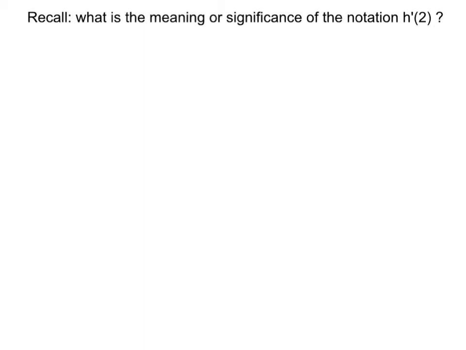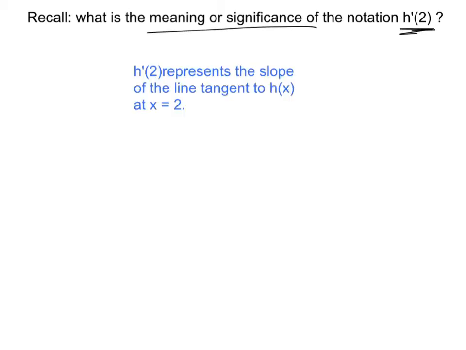But before we can get to that, we do need to recall from some of our earlier lessons, what does h prime of 2 actually mean? What's the significance of h prime of 2? Now pause the video and think about that for a minute. Make sure that you still have that idea in mind. So remember that h prime of 2 represents the slope of the line tangent to h of x at x equals 2. So if someone were to ask me what's h prime of 2, I need to come up with some way of telling them the slope of the tangent line.